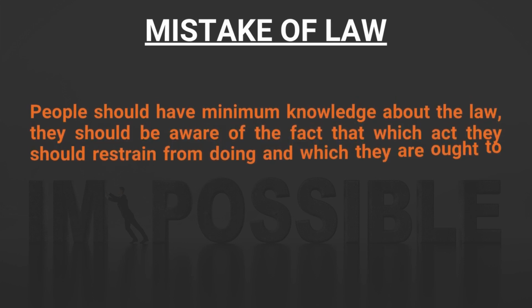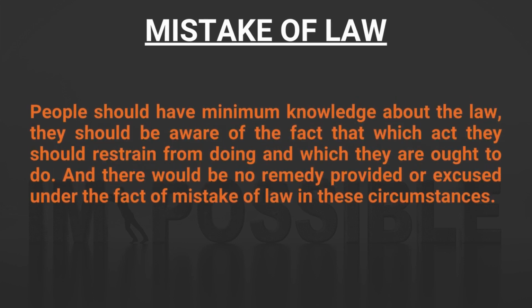Mistake of law means people should have minimum knowledge about the law. It is like caveat emptor. You must have heard this term, caveat emptor. This is the term where they say, let the buyer be aware. So when we talk of the Sales of Goods Act, there is one important term, buyer beware, caveat emptor. And when the buyer is not using judicious information, then those are known as mistake of law.